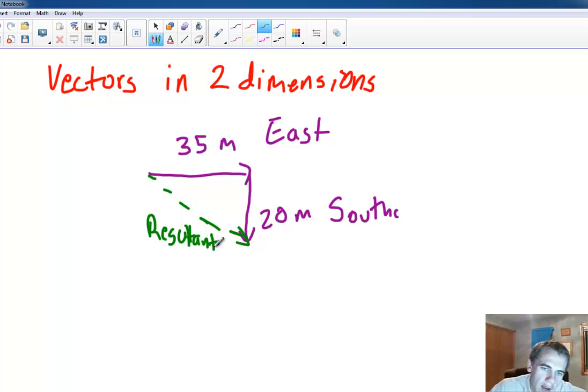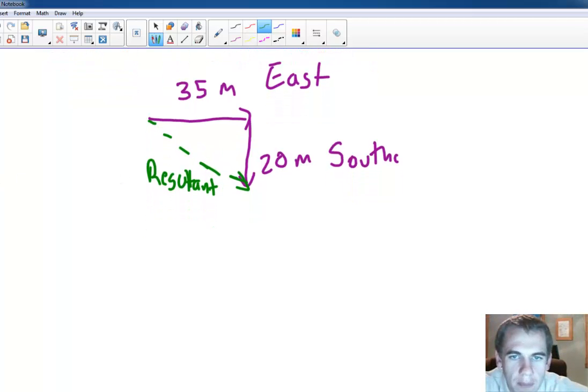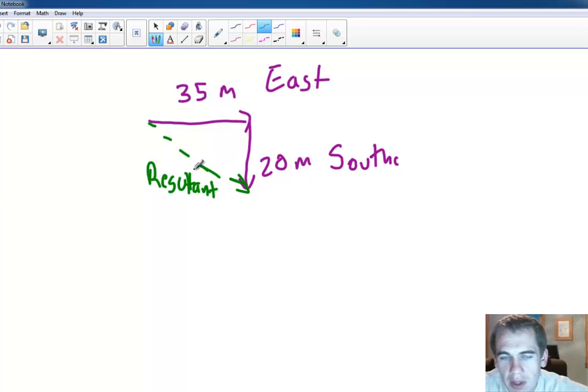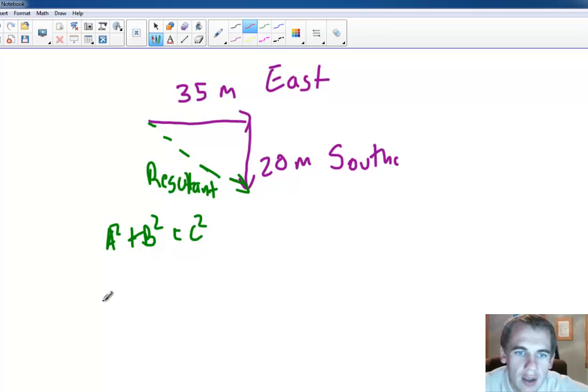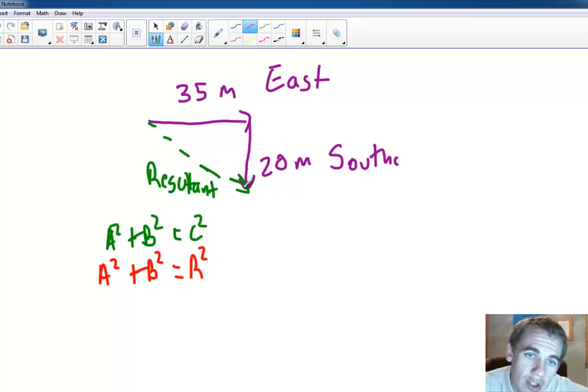And it's really not that hard to find. You guys have all taken a little bit of geometry, had a little bit of trig, and so you can all tell me the Pythagorean theorem: a squared plus b squared equals c squared. Well, we're going to rewrite this a little bit. We're going to keep a and b the same: a squared plus b squared equals r squared, r for resultant. That'll give me the magnitude of this vector. The Pythagorean theorem will do that for me.